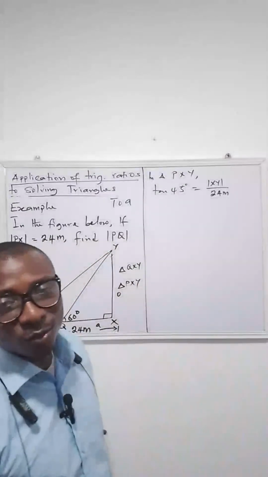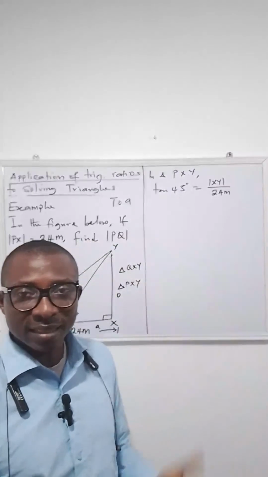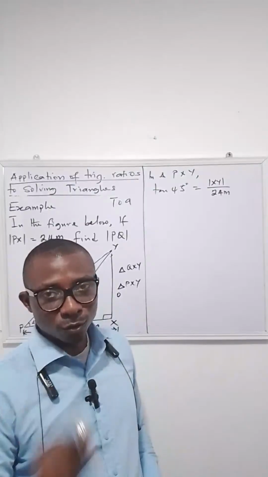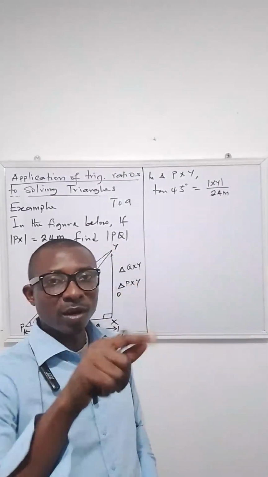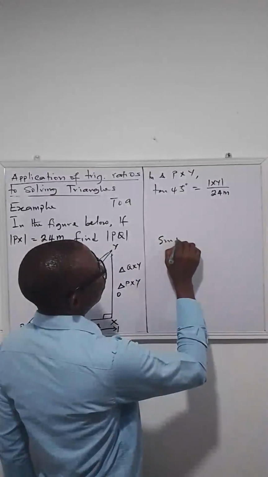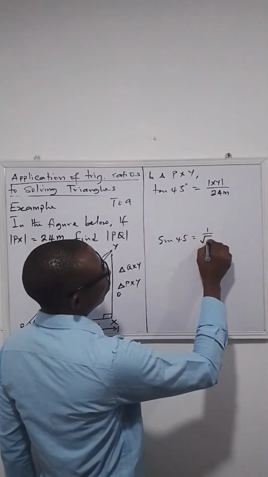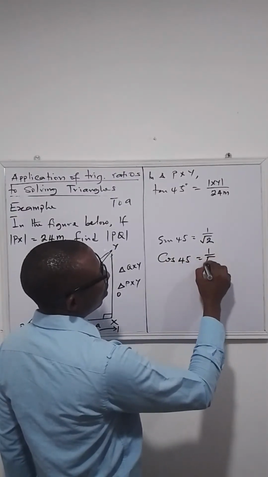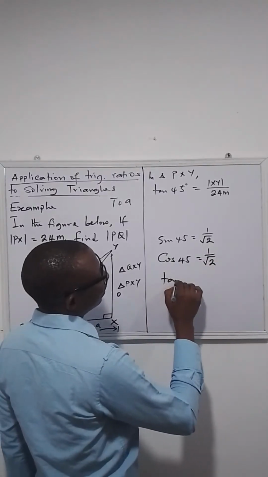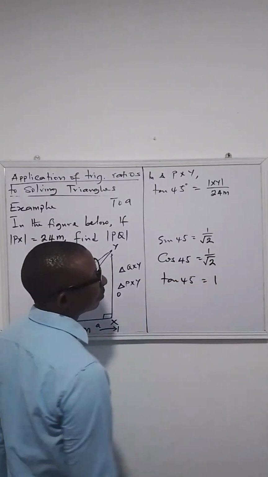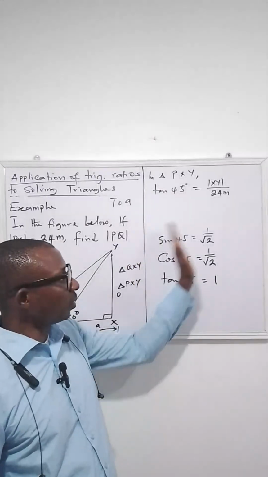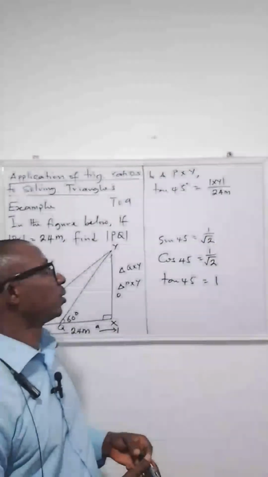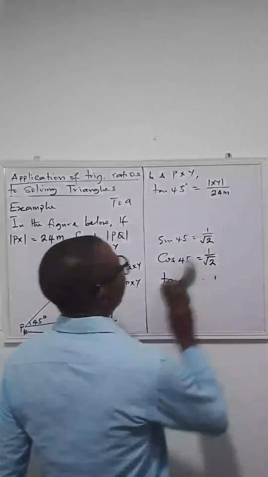Now, tan 45 is 1. I said earlier that sine 45 is 1 over square root of 2, and cos 45 is 1 over square root of 2. Tan 45 is 1. So you can write this in your jotter, and make sure you master this. Okay, so that means tan 45 is 1.